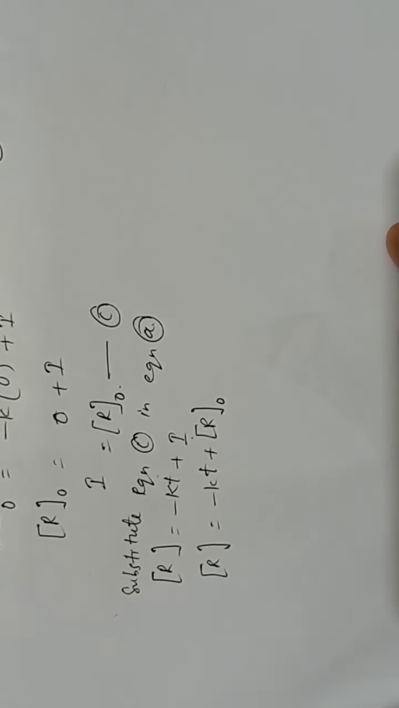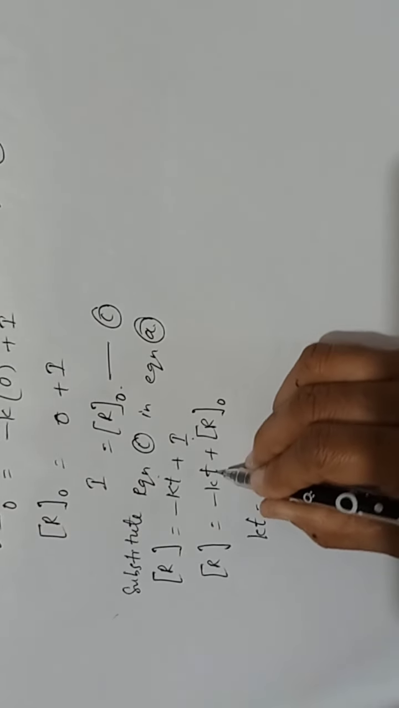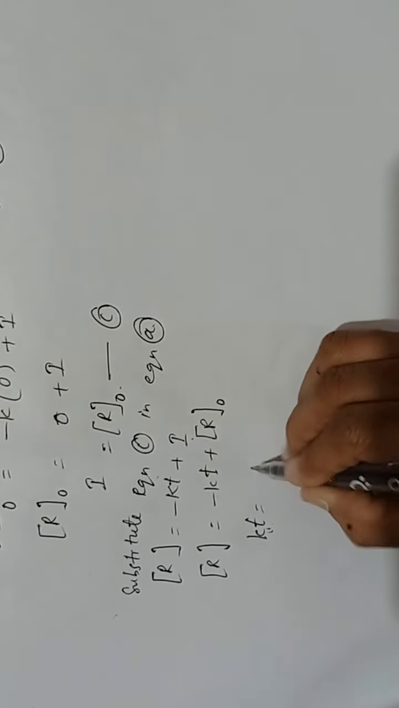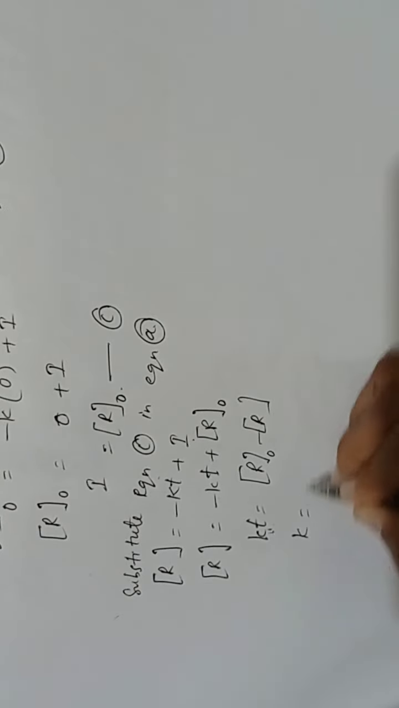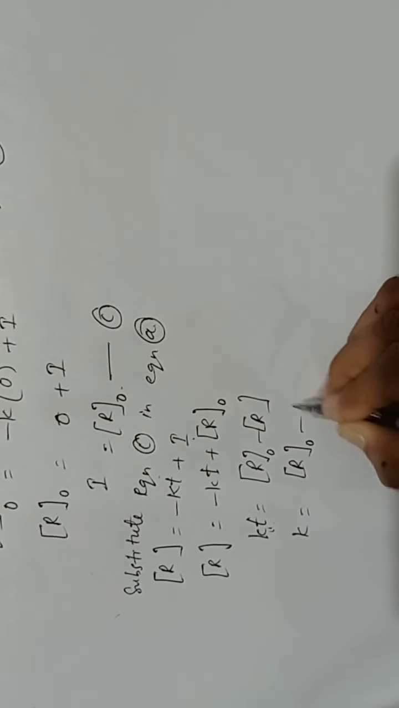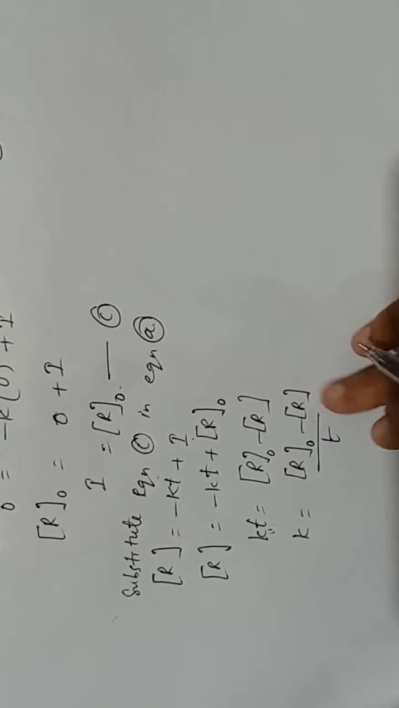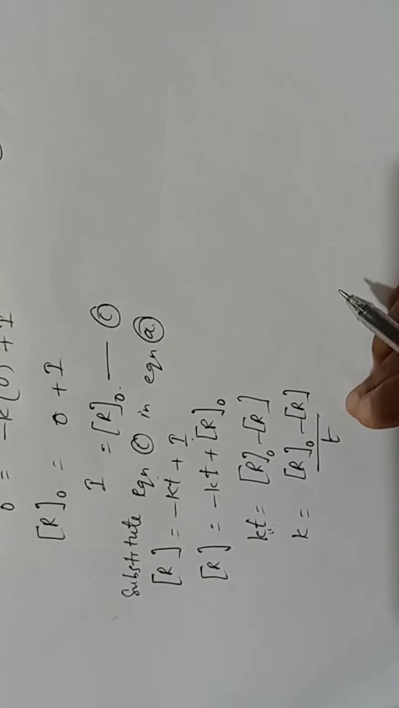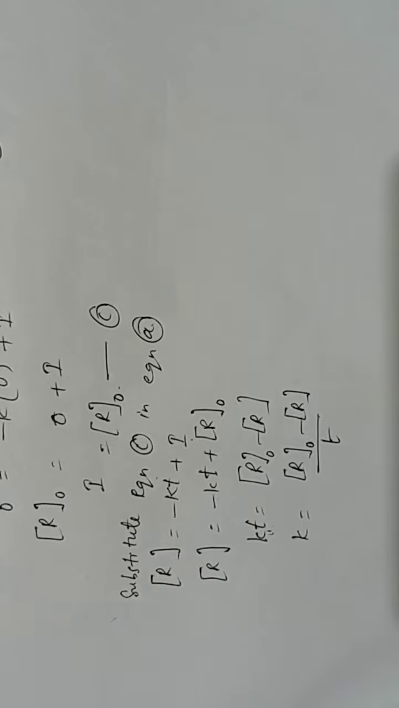Then how much will you get from this? KT is on the right hand side, and it is coming to the left hand side, that means minus will become plus. KT is equal to R naught minus R. Then K is equal to R naught minus R by T. This is the rate constant for the zero order reaction. K is equal to R naught minus R by T.